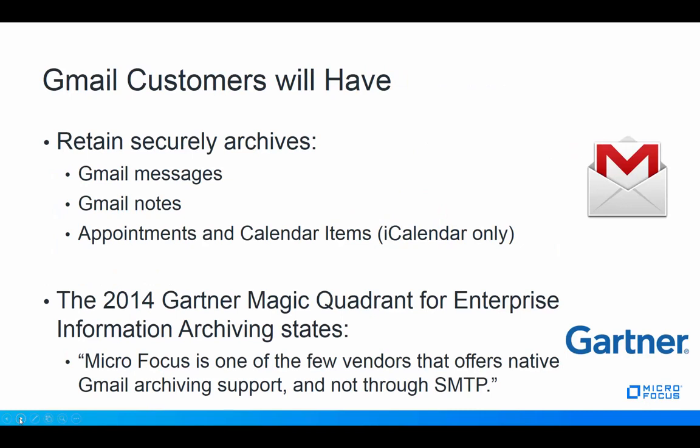So that's a difficulty with Google Vault. Whereas with Retain, it ties directly into Gmail, and so you can archive Gmail messages, Gmail notes, and appointments and calendar items, the iCalendar appointments and calendar items. In fact, the integration is so complete that in the 2014 Gartner Magic Quadrant for Enterprise Information Archiving, Gartner stated that Retain is one of the few solutions that offers native Gmail archiving support and not through SMTP. So that's native archiving support directly into Gmail. It's a great solution for those of you who are running Gmail. It'll tie directly in there so you don't lose any information, and you have the ability to perform e-discovery. You can restore messages directly to Gmail with Retain.